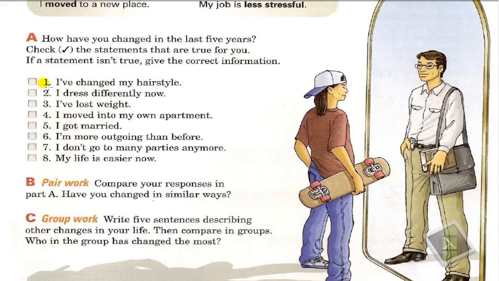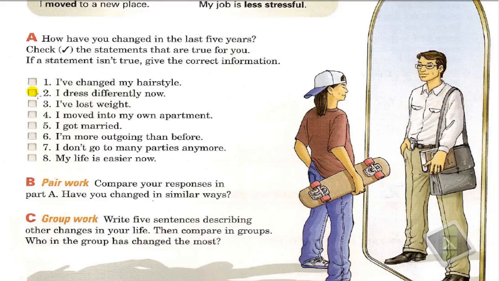1. I've changed my hairstyle. 2. I dress differently now. In the past, I used to wear casual clothes, t-shirt, shorts, slippers, sneakers. Now, I dress in formal clothes. I wear classic clothes. My style is classic.